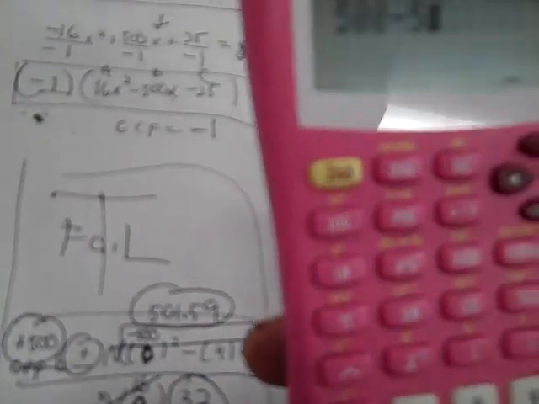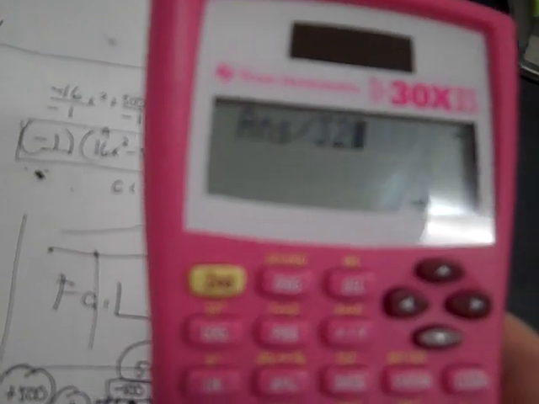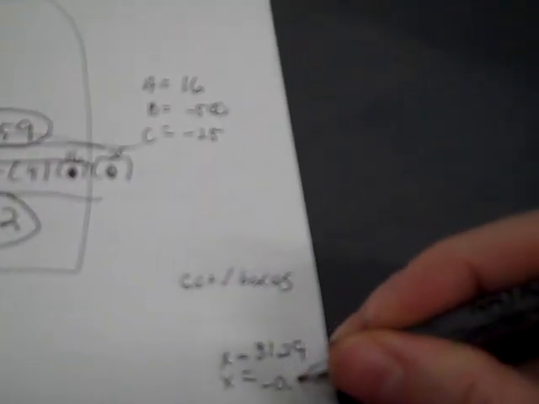Then I take 500 minus 501.59 equals, divide by 32, negative 0.04. Now the higher answer is the one I put over here. So it'd be 31.29 seconds. It's a missile, so it takes a while.